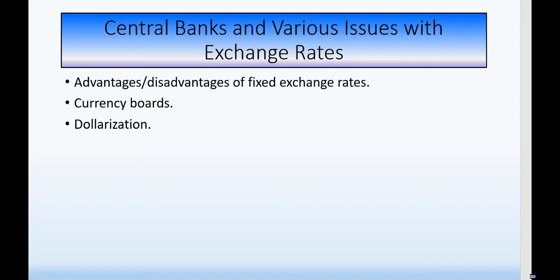And if the smaller country has a history of high inflation, think PPP, purchasing power parity, then what happens is the inflation rates will come down in that small country because it's adopting the monetary policy of the anchor. And you wouldn't want to anchor to a country that has unstable inflation. That doesn't make sense. So you'd want to anchor to a stable currency.